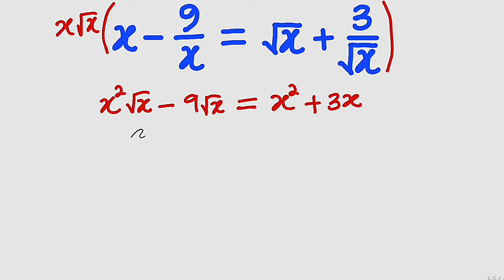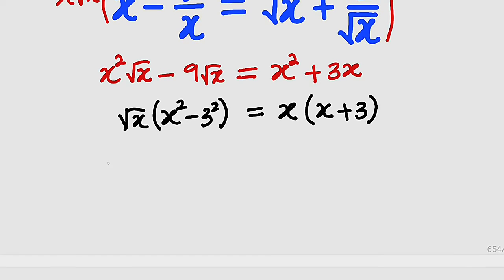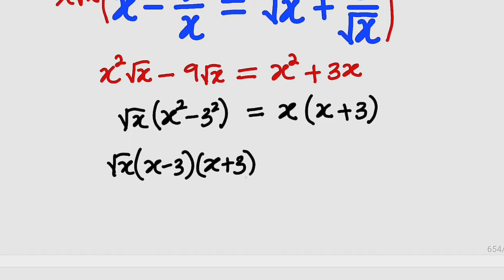From the left hand side, we have root x in common, so we bring it out. Inside, we have x squared minus 9, but this 9 can be written as 3 squared. To the other side, we have x in common. From the first term, you have x left, from the second term, you have 3 left. If you observe, this is just a difference of two squares, which we can write as x minus 3 multiplied by x plus 3. And to the other side, we have x multiplied by x plus 3.